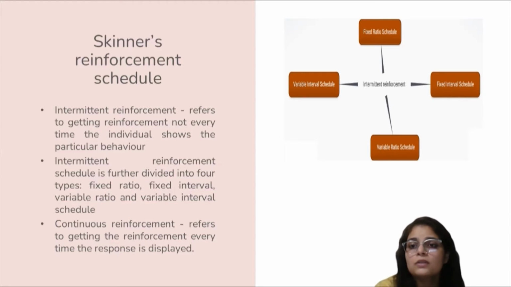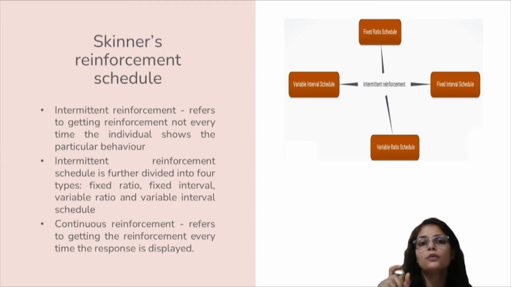In the interval schedules, fixed interval schedules can be understood as giving reinforcement after 1 hour. Exactly 1 hour, you will get the reinforcement. Another hour, you will get a reinforcement. But in the variable interval schedule, the time period is not fixed. One can get reinforcement after an hour, or after 30 minutes, or after 4 hours. So it is not fixed. Okay. Are we understood with the differences between the 4 intermittent reinforcement schedules?